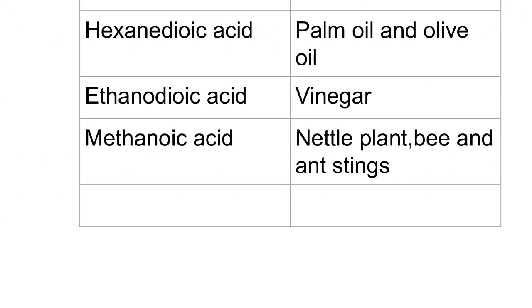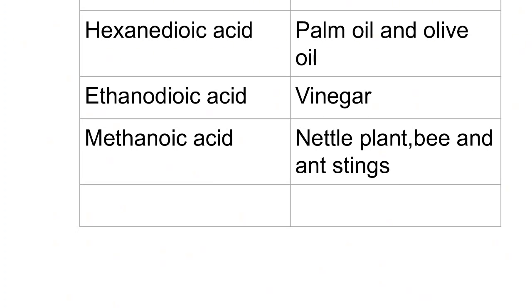Now let us look at some examples of organic acids and where they can be found. For example, we have citric acid, which is found in lemons, oranges, and other citrus fruits. We have butanoic acid, which is found in beef. We have hexanedioic acid, which is found in palm oil and olive oil. We have ethanoic acid. This one is found in vinegar. I believe you have seen vinegar used for cooking, preparing salads, at home.